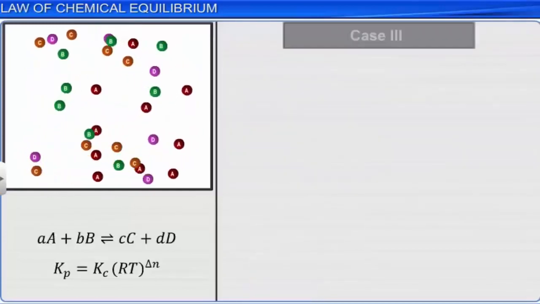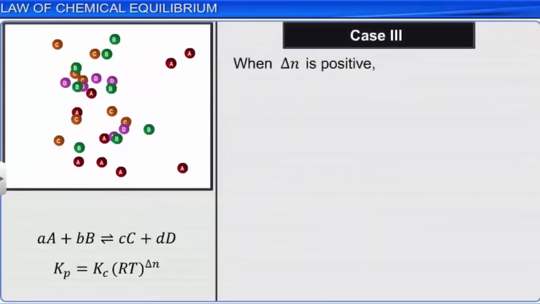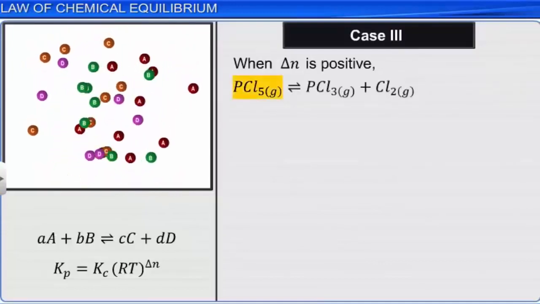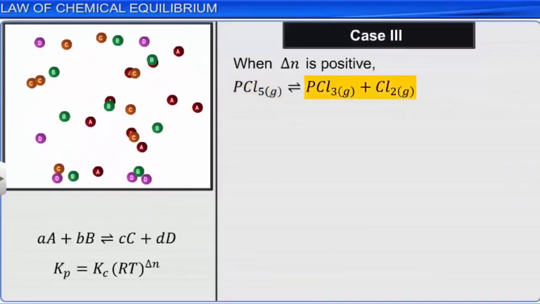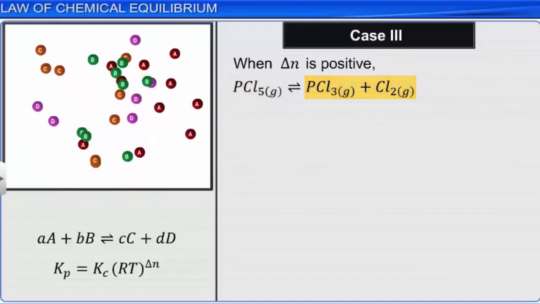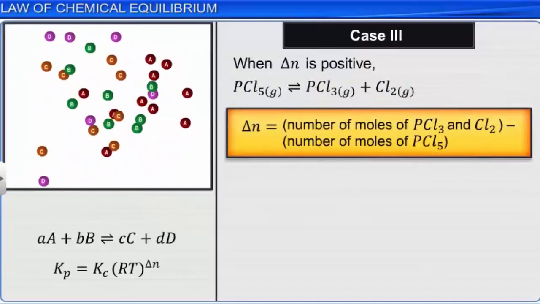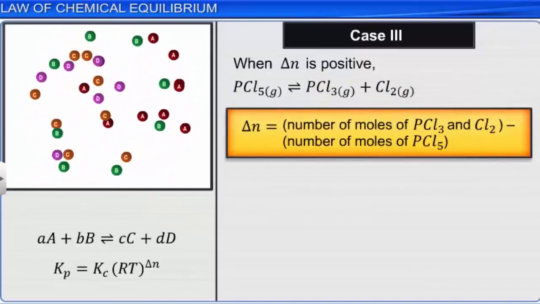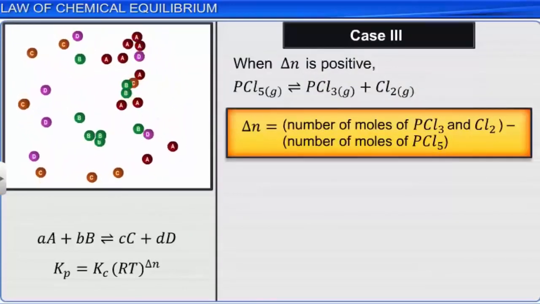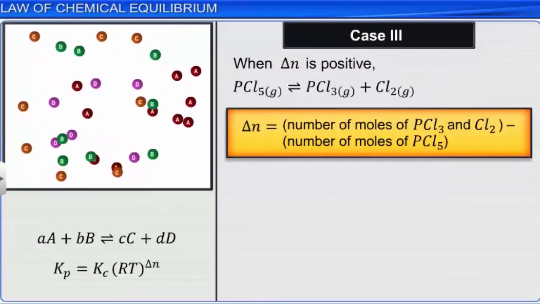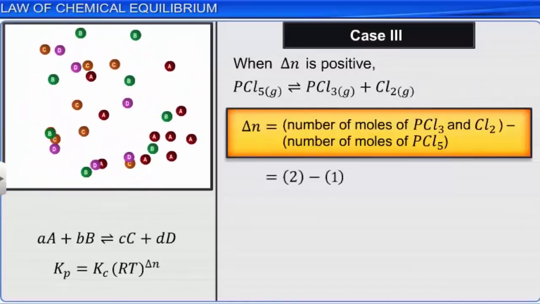Case 3. When delta N is positive. Consider the dissociation of phosphorus pentachloride into phosphorus trichloride and chlorine. For this reaction, the difference in the number of moles, delta N, is equal to number of moles of phosphorus trichloride and chlorine minus number of moles of phosphorus pentachloride, which is equal to 2 minus 1, which is equal to 1.